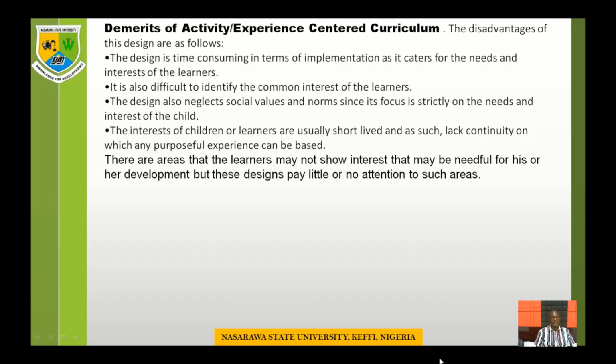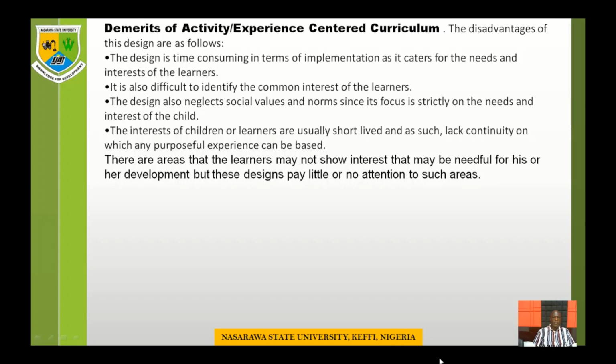Of course, because the essential knowledge, the values that a society may have, are not there again. We overlook the norms of the society, having concentrated on the need and the aspiration of the learner. We discover that you have forgotten about the culture. It is what the child wants now that we give to him. So it is also a disadvantage to the society.